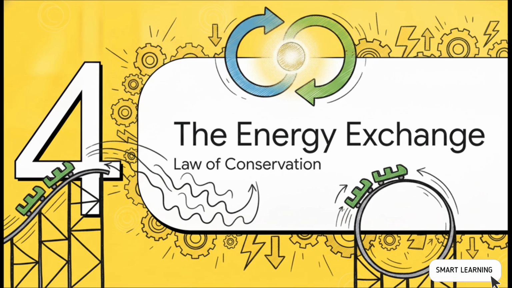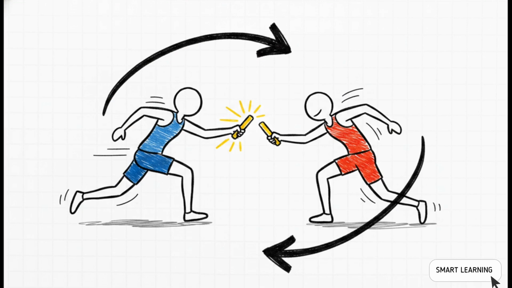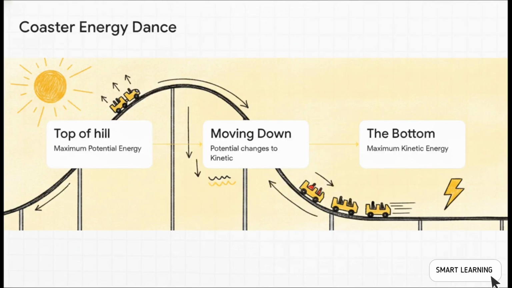Section 4, the Great Energy Exchange. We're looking at the law of conservation in action. This right here is a foundational rule of our universe. Energy can change from one form to another, but the total amount of energy remains completely conserved. It doesn't just disappear into thin air. It transforms. It constantly hands the baton from potential to kinetic and back again. And this brilliantly illustrates that exact transformation. Think of it like a roller coaster energy dance.